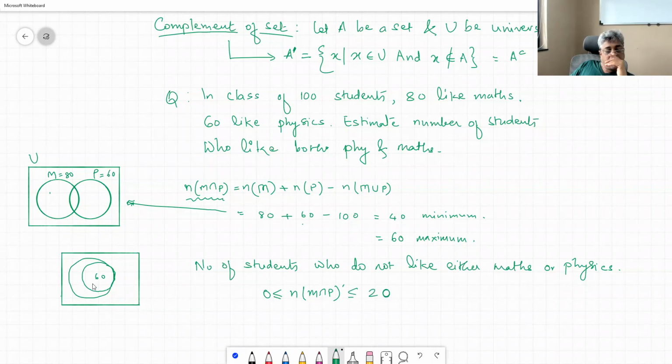Now in this case, in complement you can have 20 students outside, because this is total 80 maths, this is physics. So 20 could be maximum those who don't like maths or physics outside. However, when you put 40 here, common, you have 40 here and you have 20 here, that makes it 100. So you don't have anybody here, 0. So number of students sitting outside both the circles, but in the universal set will range between 0 to 20.